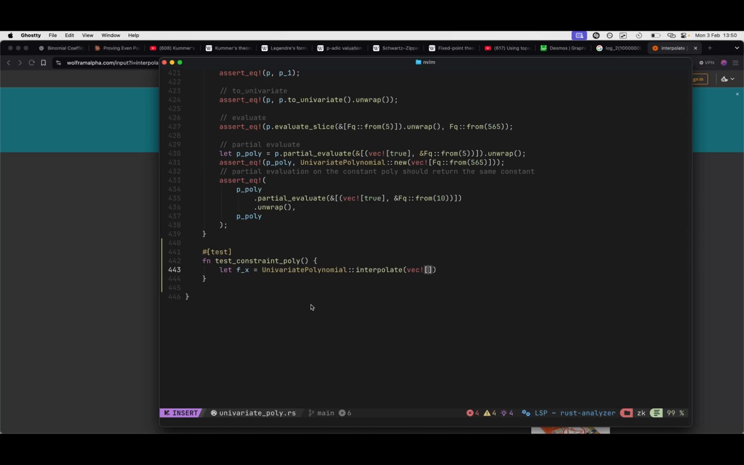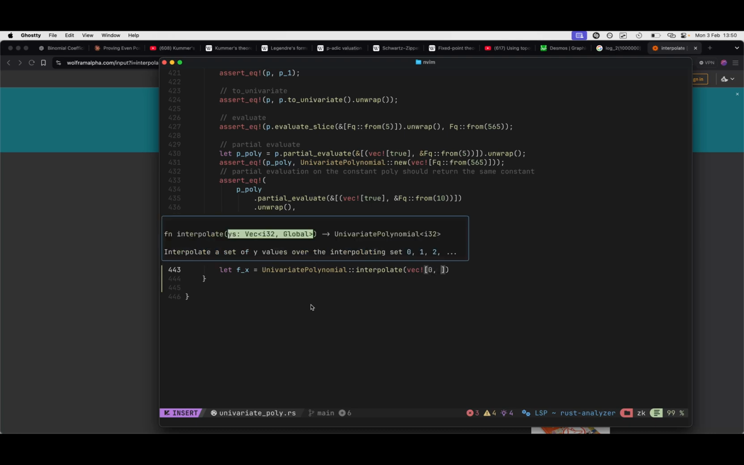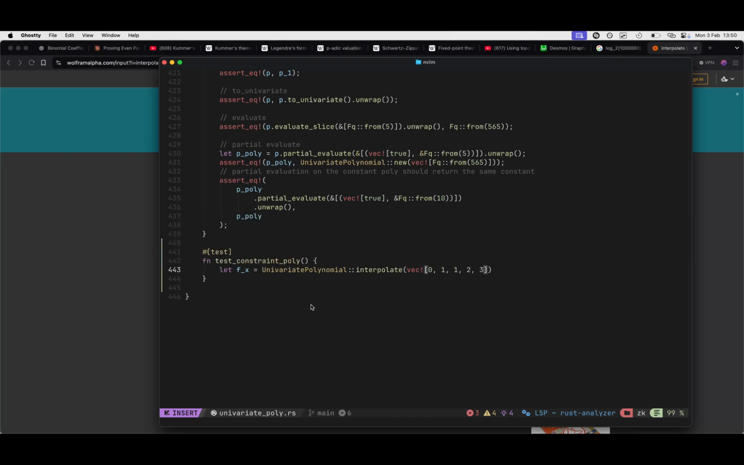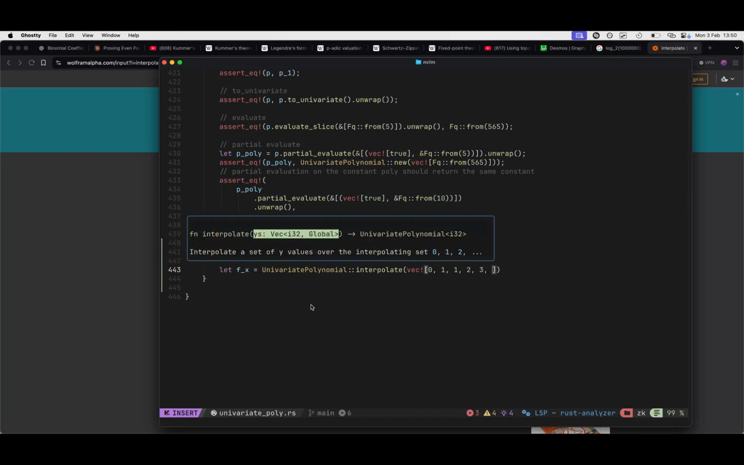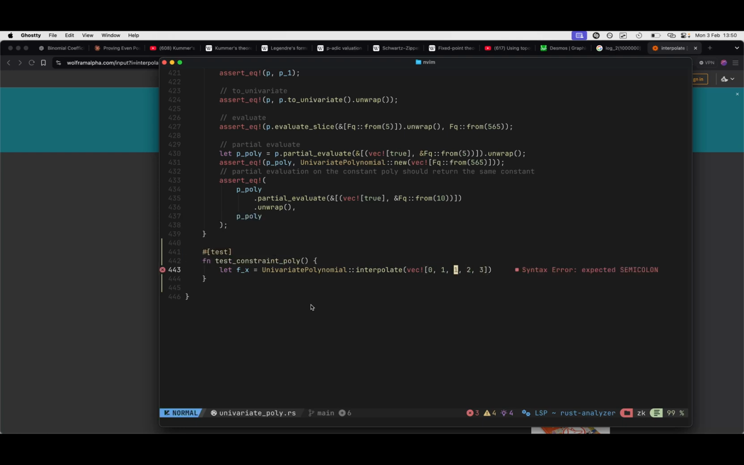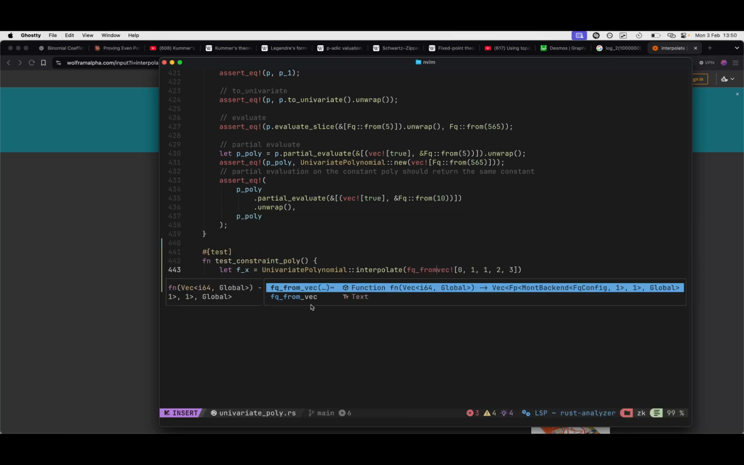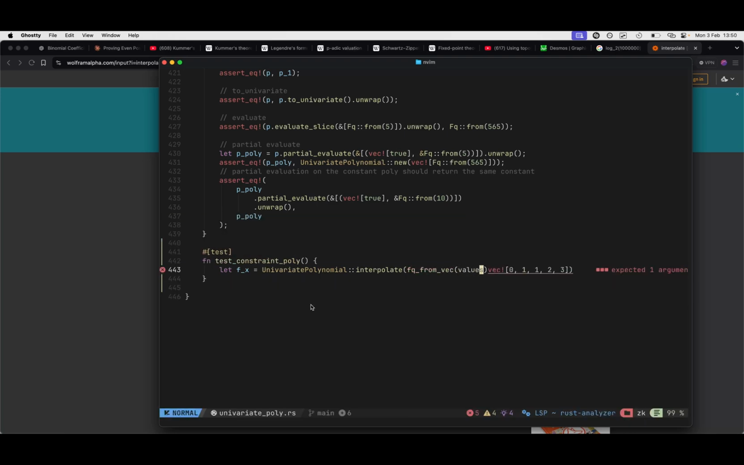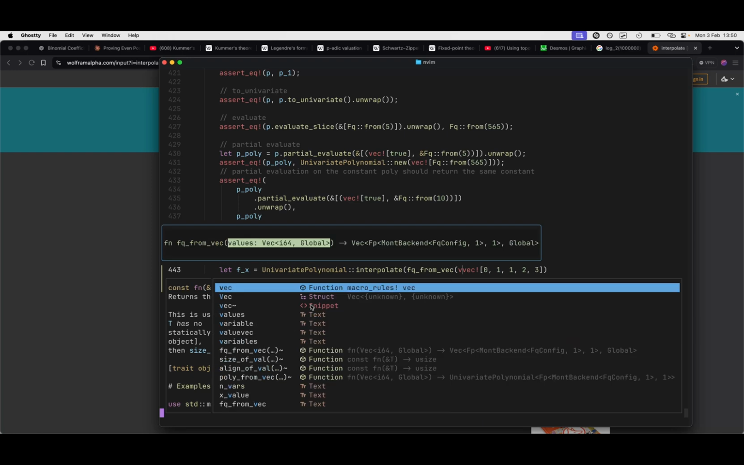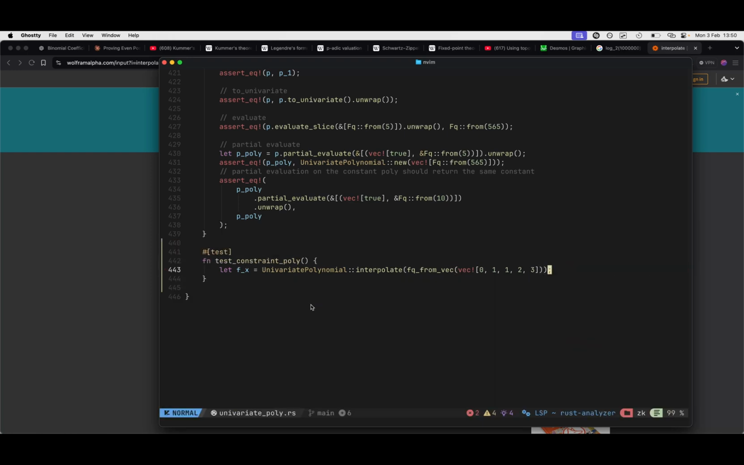Our Fibonacci sequence was what? 0, 1, 1, 2, 3. Is that where we stopped? Yes, we stopped at 3. So this is f of x. Then given f of x, we should be able to generate c of x, alright?